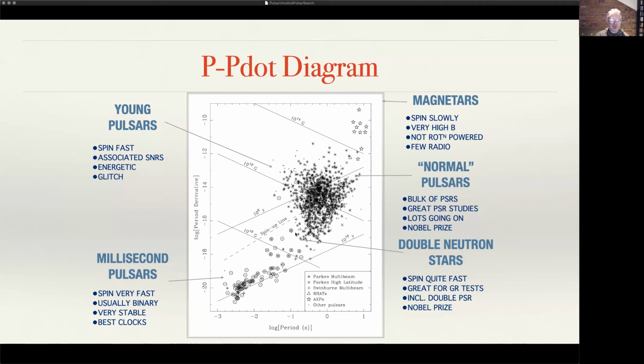We have this other region in here, which are the so-called double neutron stars. So these are systems that I hinted at earlier, where not only do we have one star that was massive enough to go supernova, but we had two stars that were orbiting each other. One went supernova, formed a neutron star, which became a pulsar.